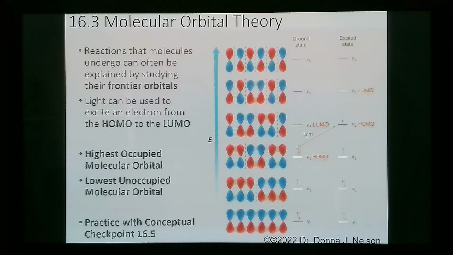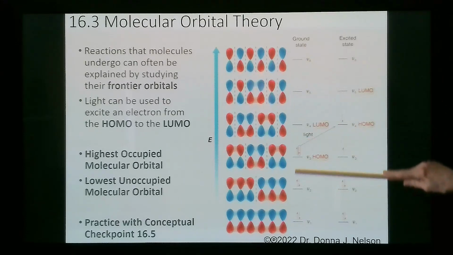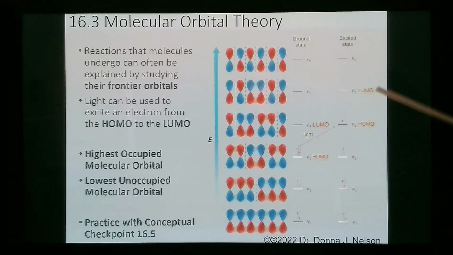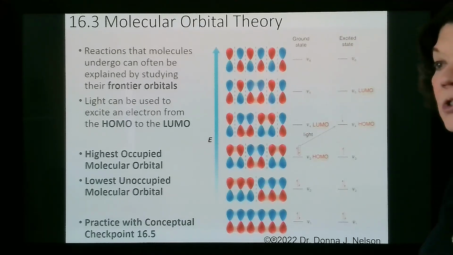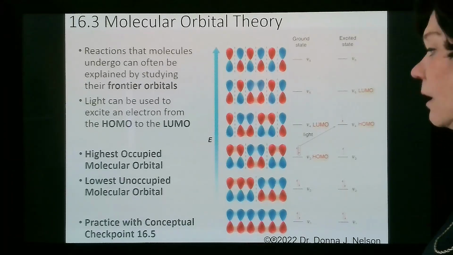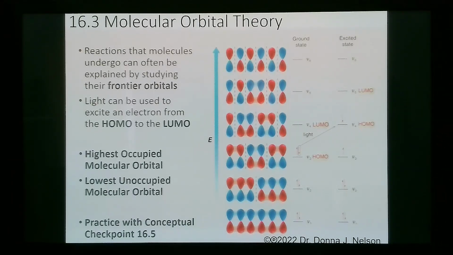And so one of the first things that you have to determine is, do you have a thermal reaction in which you would use ground state orbitals, or do you have a photochemical reaction where you would use the excited state orbitals? And this is with the orbital controlled reactions. And so we're going to look at some of those in a minute.